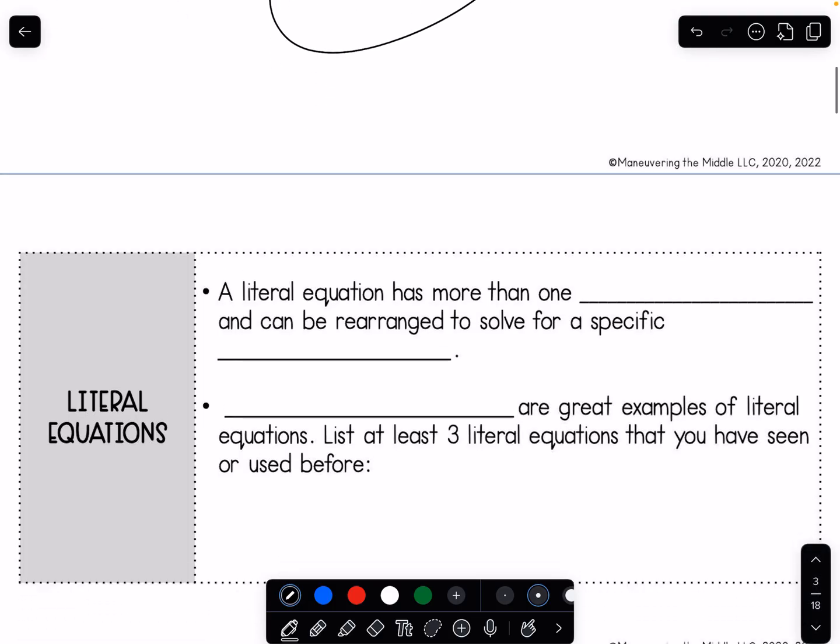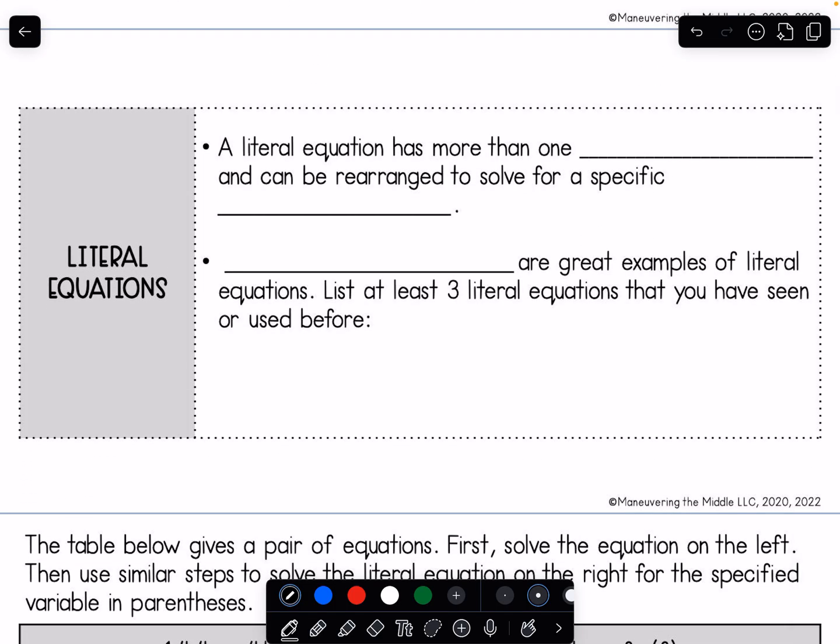Now, literal equations are going to seem weird because we're not used to having so many letters, and that's okay. What I need you to know is they're the exact same steps as what we have done before. These have more than one variable, and they can be rearranged to solve for a specific value. Formulas, like what you see in science class, are really great examples of this. We're actually going to do an activity later this week to help you see this. Formulas of all kinds are great examples of literal equations.